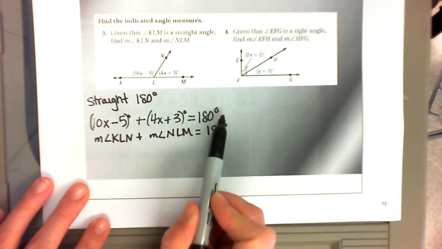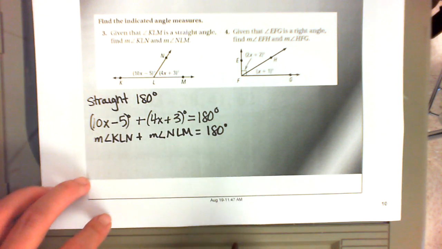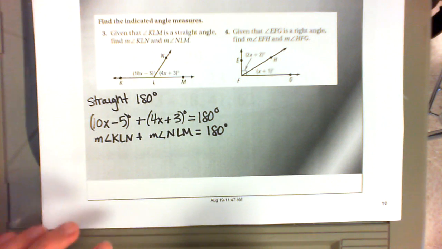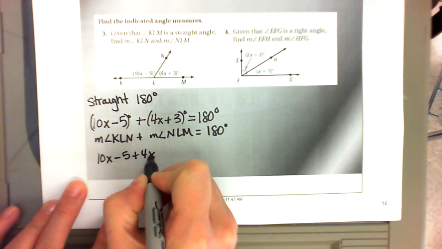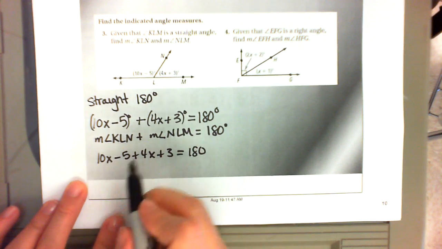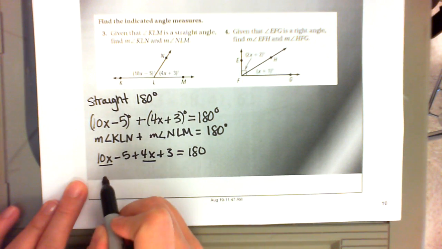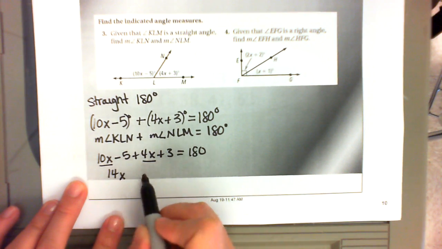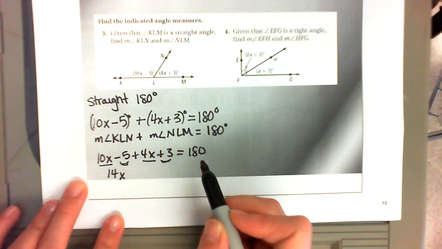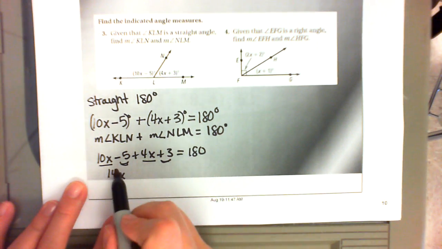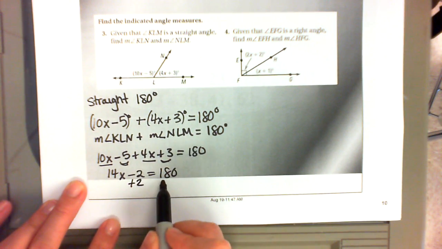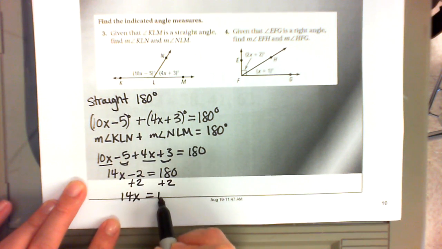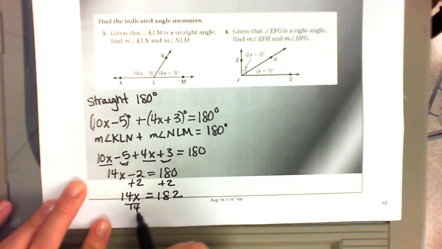So we're going to take this equation and solve for x. Take a minute and try to do that yourself. I'm going to get rid of the parentheses because I really don't need them. I've got 10x minus 5 plus 4x plus 3 equals 180 degrees. 10x and 4x are like terms, so I'm going to combine like terms on the same side of the equal sign. 14x minus 5 and plus 3, negative 5 and positive 3 are like terms, so I'm going to combine those. Negative 5 and 3 is negative 2, equals 180. I can add 2 to both sides. 14x equals 182. Divide both sides by 14 to get x isolated. X equals 13.